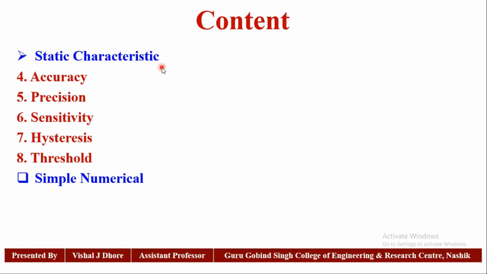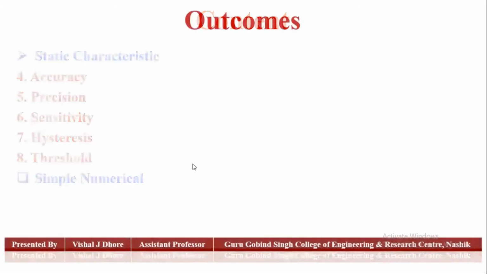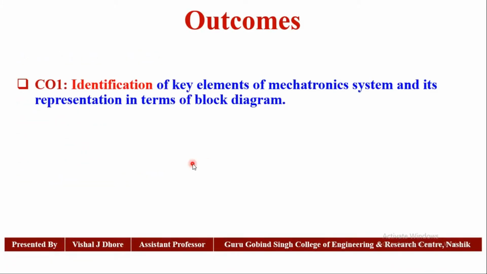Under static characteristics, we go through these characteristics: accuracy, precision, sensitivity, hysteresis, and threshold. After completing these characteristics, we solve some simple numericals. After completing all the points of today's session, the outcome is identification of key elements of a mechatronic system and its representation in terms of a block diagram. So we start today's session.